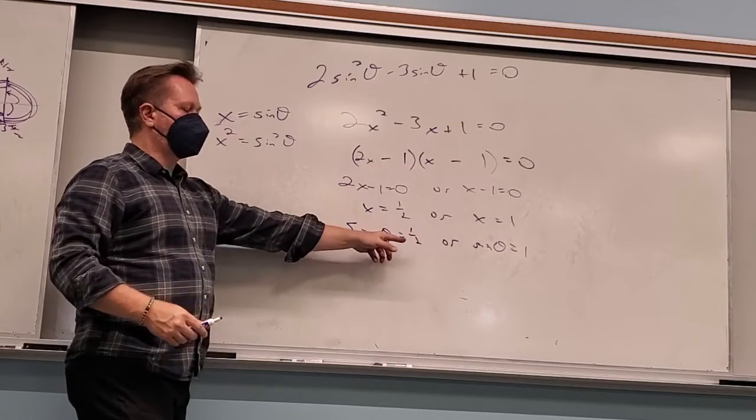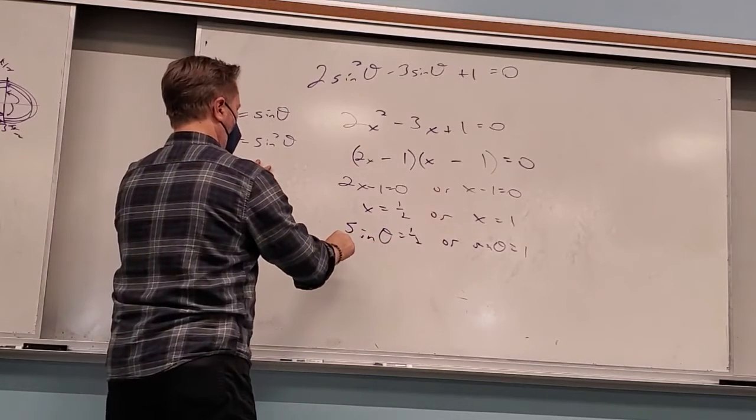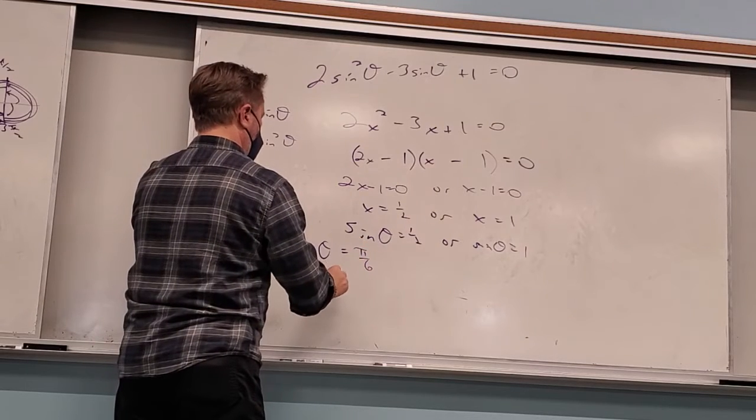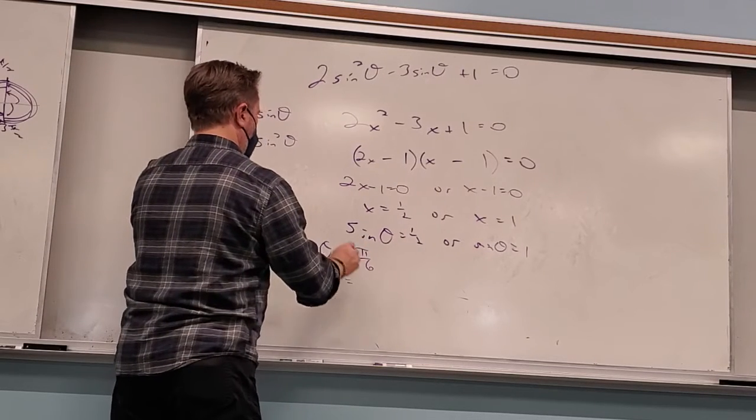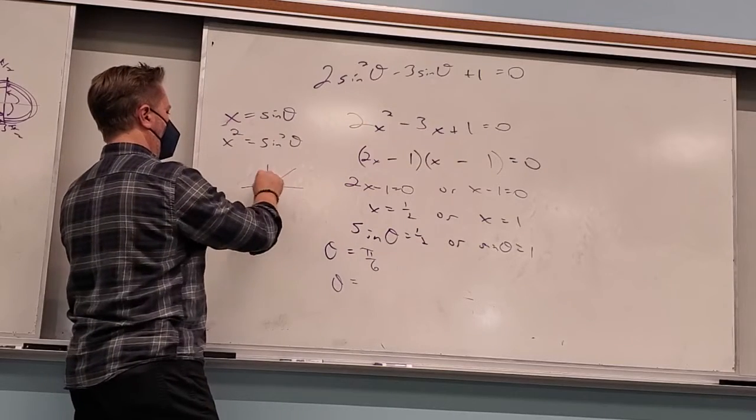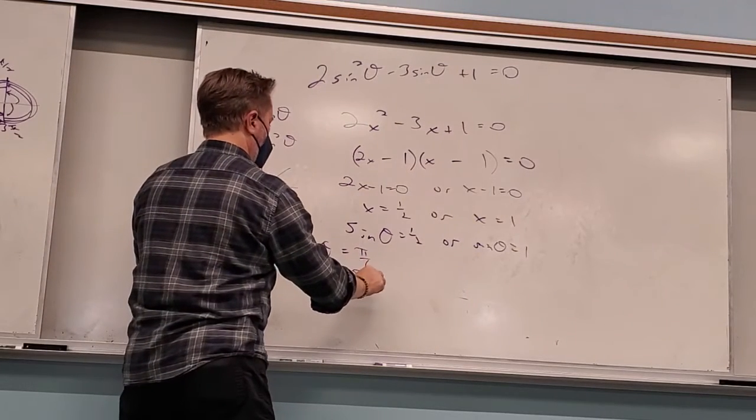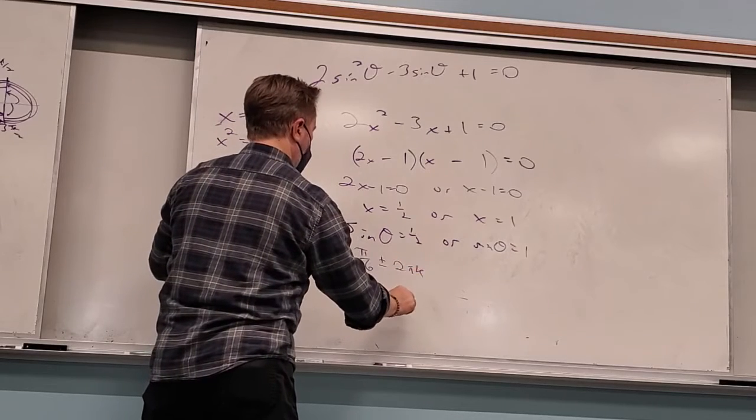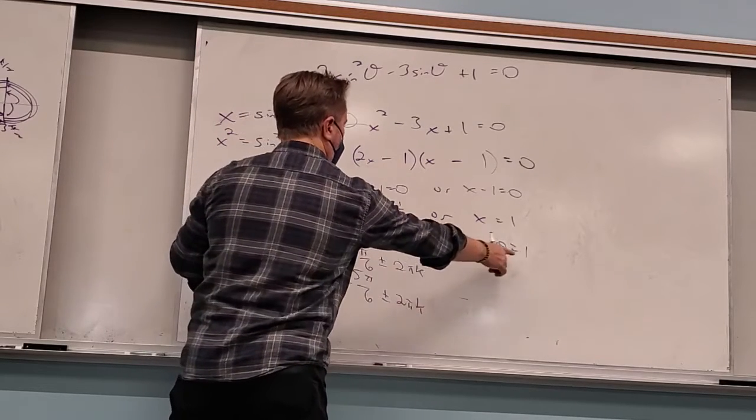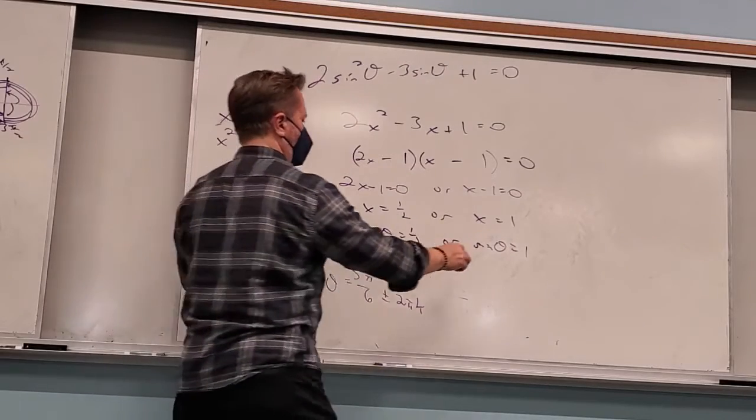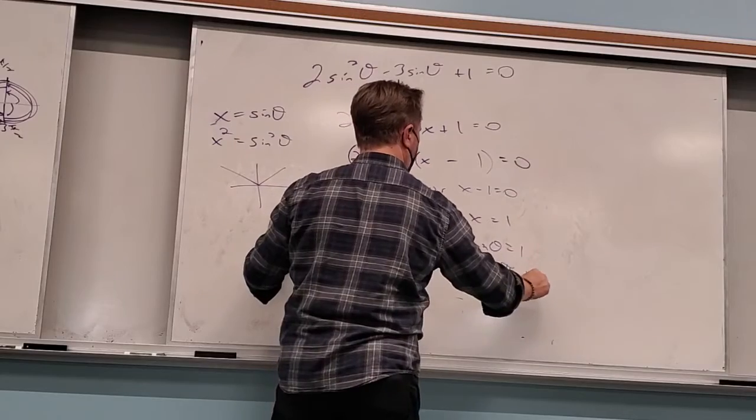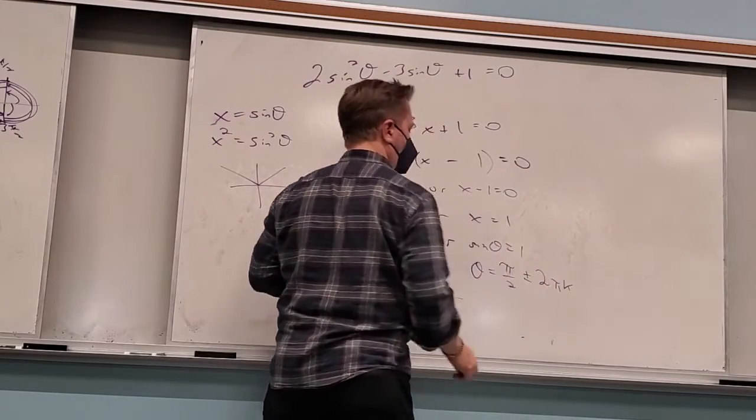So when is sine theta 1/2? Pi over 6, or? Yeah, either pi over 6 or 5 pi over 6. And then you can do our little plus or minus 2 pi k. When is sine theta 1? Pi over 2, plus or minus 2 pi k.